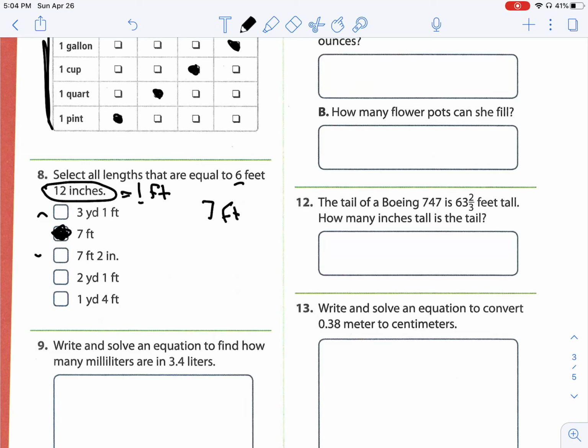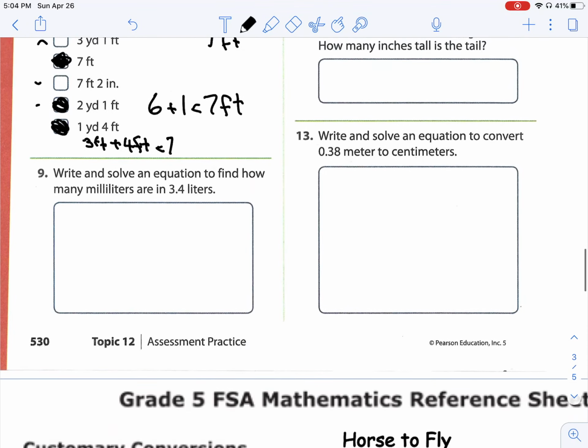2 yards and 1 foot. Well, 3 feet in a yard, if I have 2 of them, that's 6, and 1 foot, and that's also going to equal 7 feet. So this one's good. 1 yard, 3 feet, and 4 feet is equal to 7. So this one's good too. Okay, 3 answers in that one.